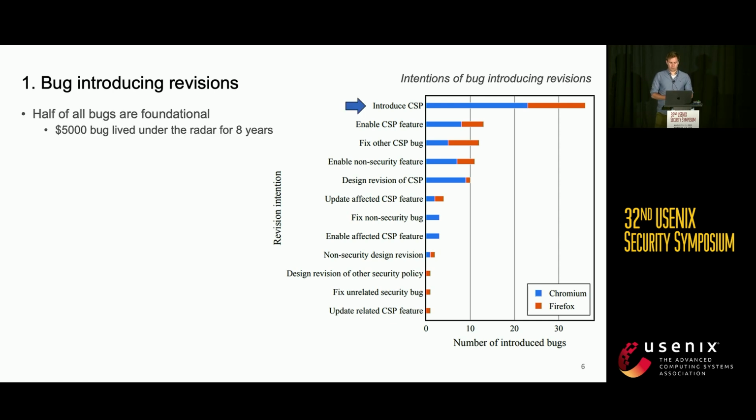Most prevalent by far is actually one revision in each browser. It's the introduction of CSP itself. These bugs are foundational. The bug was introduced together with CSP. And more interesting is that a lot of these bugs lived under the radar for a couple of years. Even one quite severe bug with a bounty of $5,000 lived under the radar for 8 years.